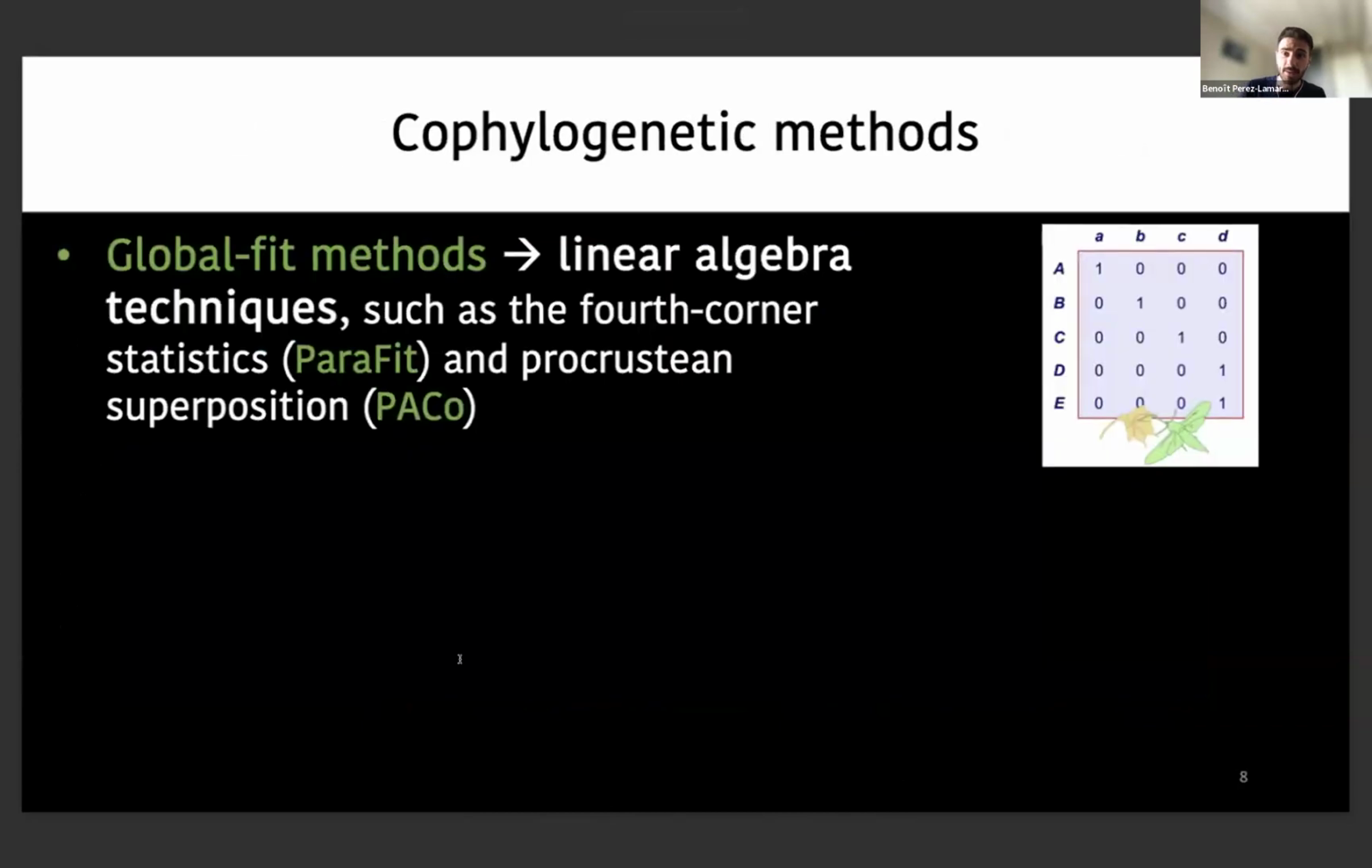And in this context, two different types of co-phylogenetic method have been developed in order to study these co-phylogenetic systems. The first type of method are called global fit methods. These global fit methods are based on linear algebra techniques. There are several methods such as ParaFit and PACO. The global idea is that these methods are kind of correlative. They use the phylogenetic distances between the host species and the symbiont species, and they try to see whether there is a correlation between these two phylogenetic distances.